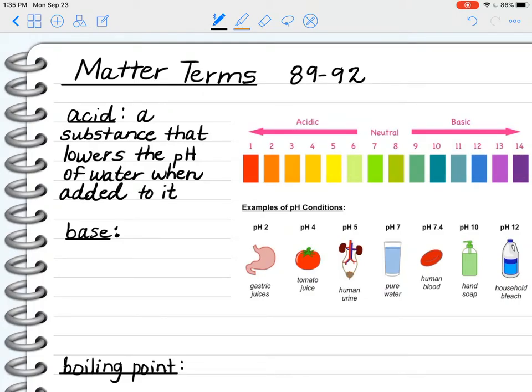And we're going to look at this scale in just a second. Let's just get our definitions and then we'll talk about what this is actually saying to us. A base is the opposite. It is a substance that raises the pH of water.